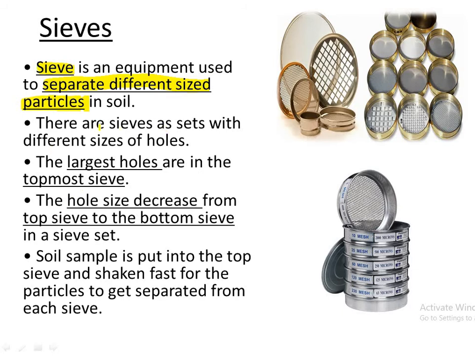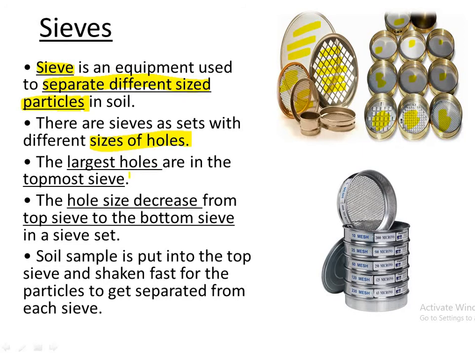There are sieves as sets with different sizes of holes. Each sieve has its own size. As you can see here, in this sieve the holes are big. These are so small that they are not even visible to the eye. Here they are considerably big but smaller than these. These are also very small. Big, smaller, small, and it keeps on going, so small that you can't even see them with your naked eye. Anyway, that's how they set this up.